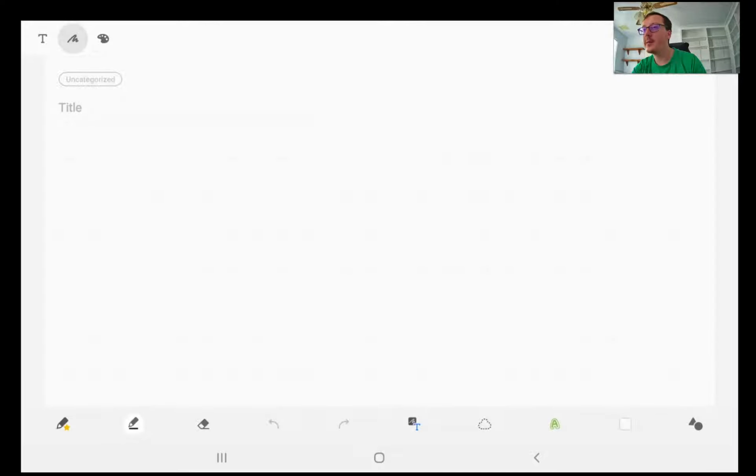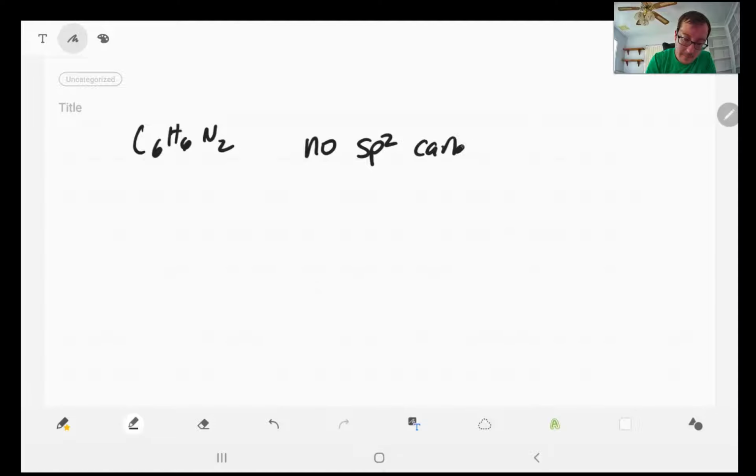All right. Let's see. We have number 8. Draw an isomer. Okay, let me just write it out. So we have C6H6N2, and we have no sp2 carbons, I think. So with this, oh wait, we definitely do not have 6 carbons.